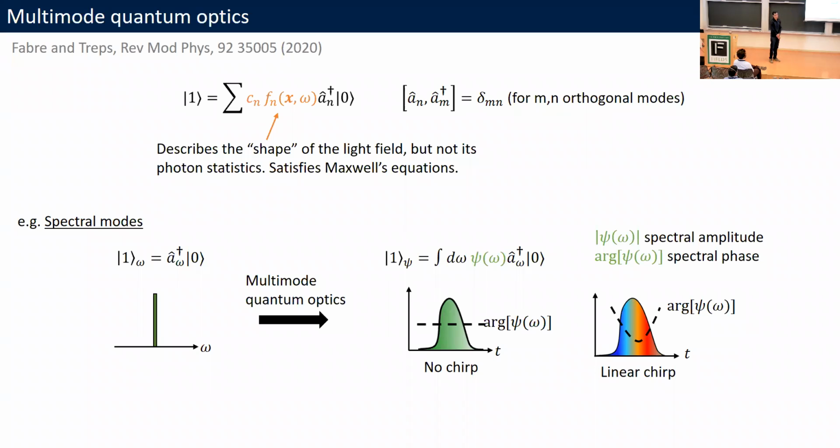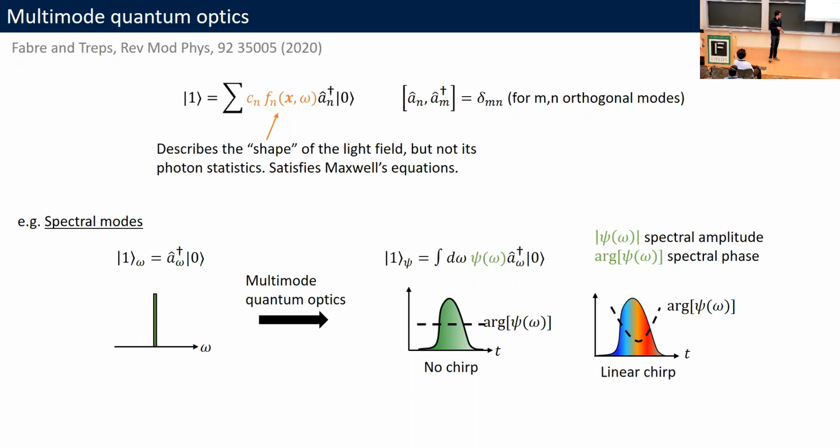We typically have pulses of light, and the photon lives in this pulse mode. The way that you'd write that is with this complex valued function psi. And you can interpret that function the exact same way that you interpret a classical pulse envelope. The absolute value of that tells you about the spectrum of the single photon, and the argument tells you about spectral phase.